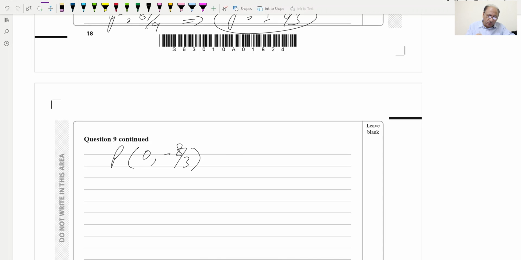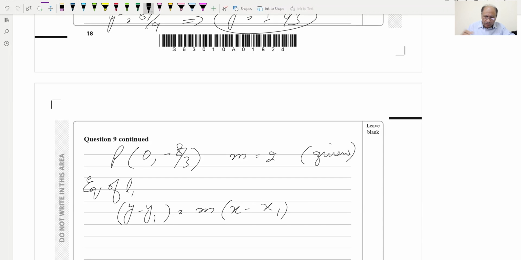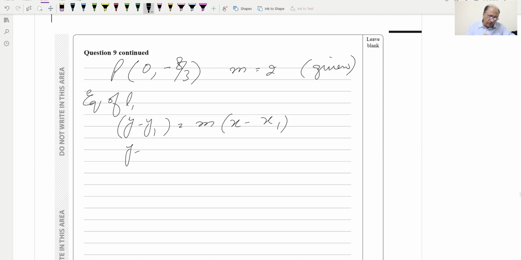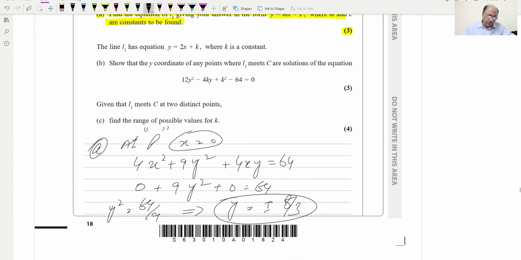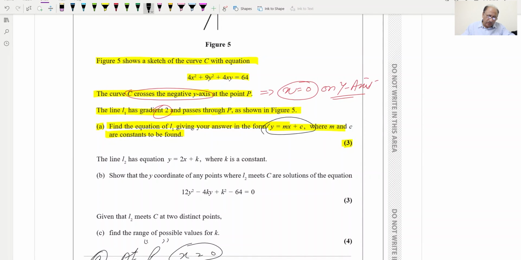After finding the coordinates of P, we know the gradient is 2; the gradient is given in the question. So we can use the equation of a line, as the equation of L1 is required. The equation of L1 will be y minus y1 equal to m into x minus x1. So we can replace these values. Y minus y1 will be y plus 8 by 3, and this will be equal to 2 into x minus 0. So it will be y plus 8 by 3 is equal to 2x, and we can shift 8 by 3 to the other side, so y will be equal to 2x minus 8 by 3. Now this is the equation of L1 which we found, and they are asking for the y is equal to mx plus c format, and we have given it in the same format.